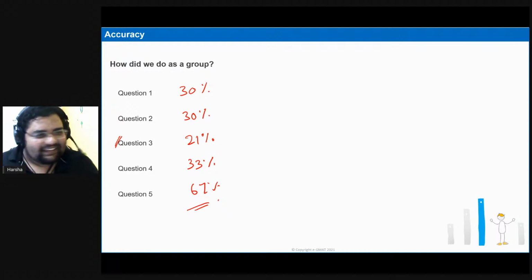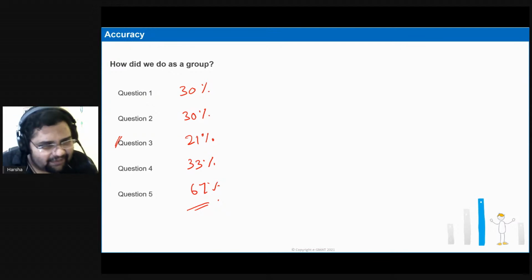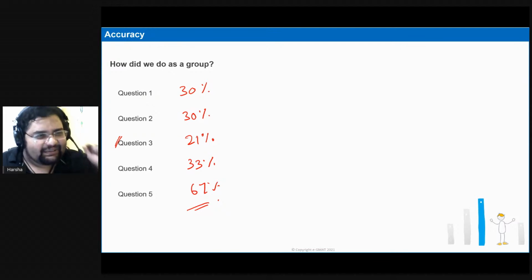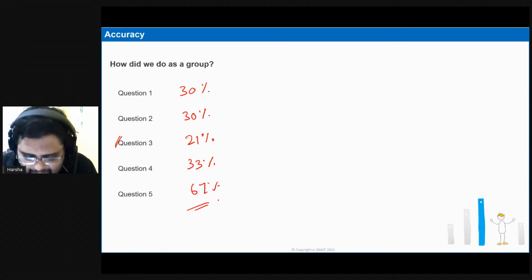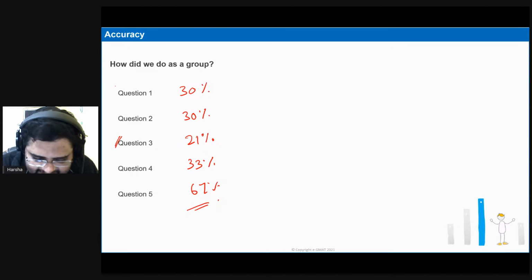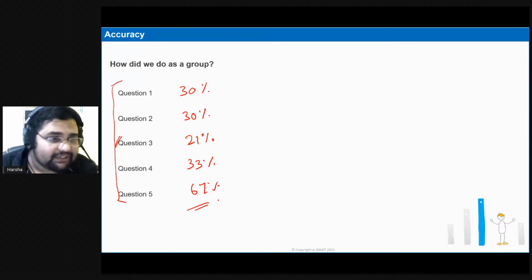And as most of you say, this is not really a difficult passage to comprehend. It's fairly easy to comprehend, at least medium level. Still, you can see that accuracy for most of these questions is below 50%. And that's what we're going to work on. Once we are done with the session, I want to come back to these exact same questions and see how we perform as a group.